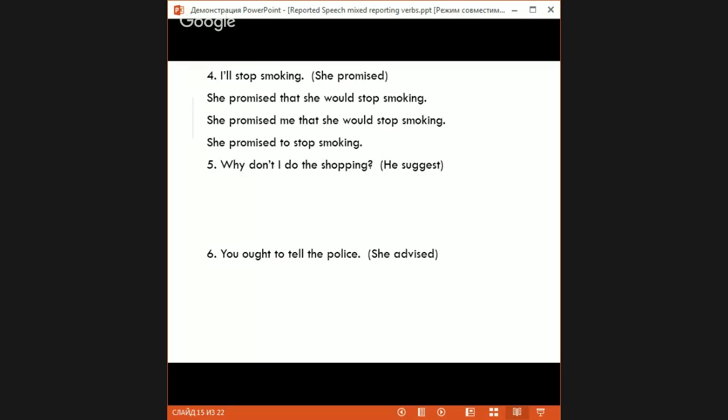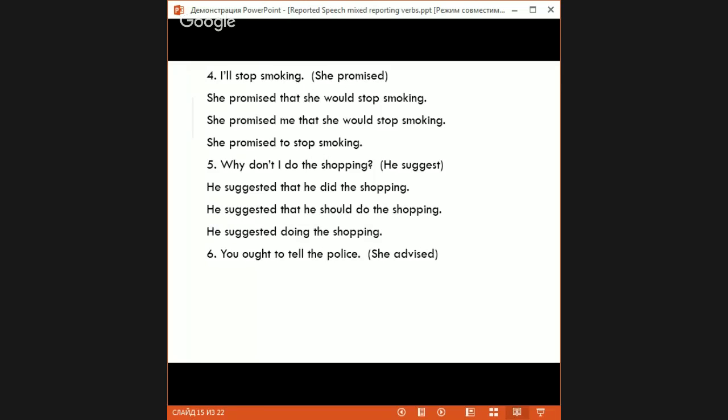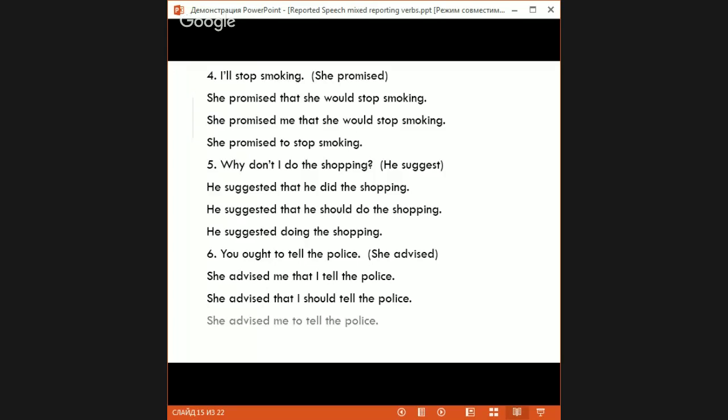Why don't I do the shopping? He suggested that he did the shopping. He suggested that he should do the shopping, and he suggested doing the shopping. You ought to tell the police. She advised me that I tell the police. She advised me that I should tell the police. She advised me to tell the police. She advised telling the police.